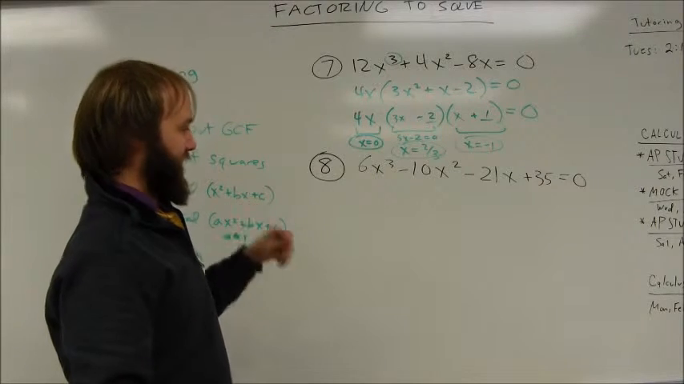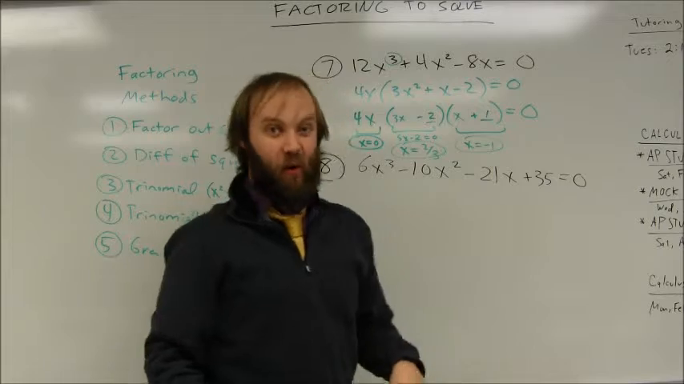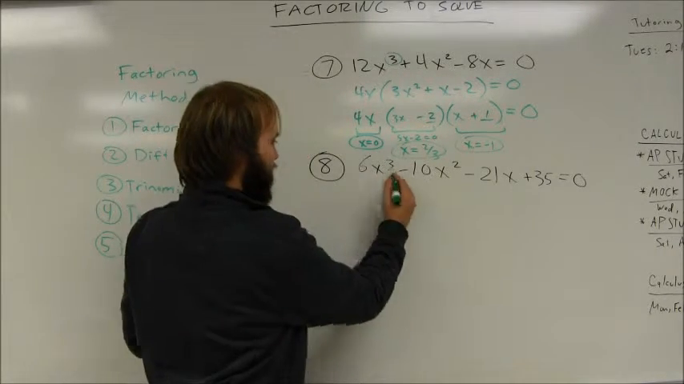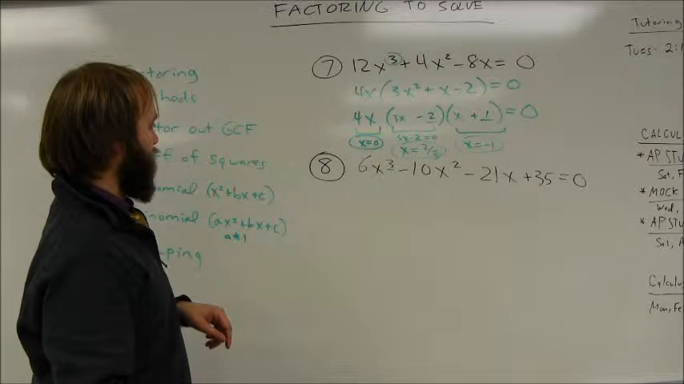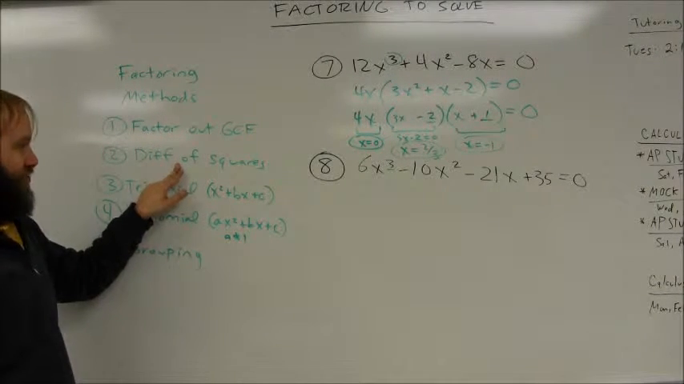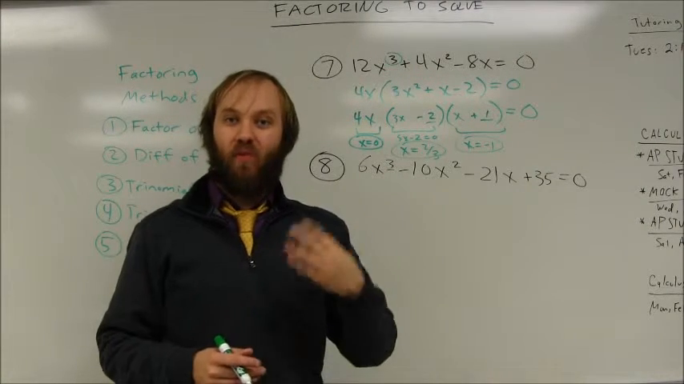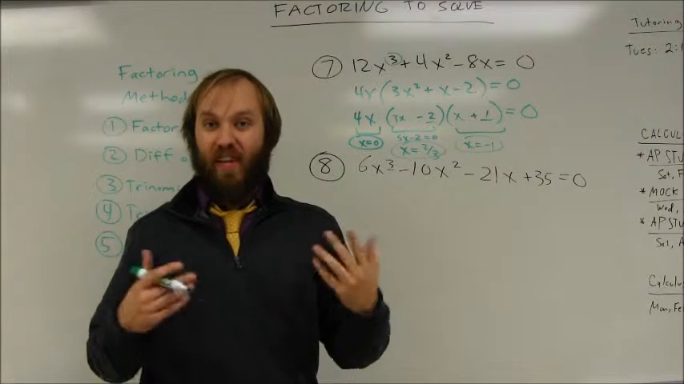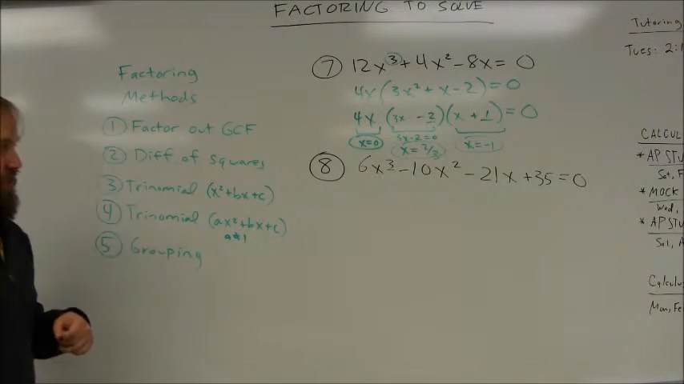Moving on to number 8, you will notice there is not a greatest common factor because there are a whole lot of numbers here. By the way, third degree, probably going to be 3 solutions. You will also notice that this is not a difference of squares. It is not a trinomial. A lot of times, if you have something with 4 terms or 6 terms, with an even number of terms, factoring by grouping comes into play.